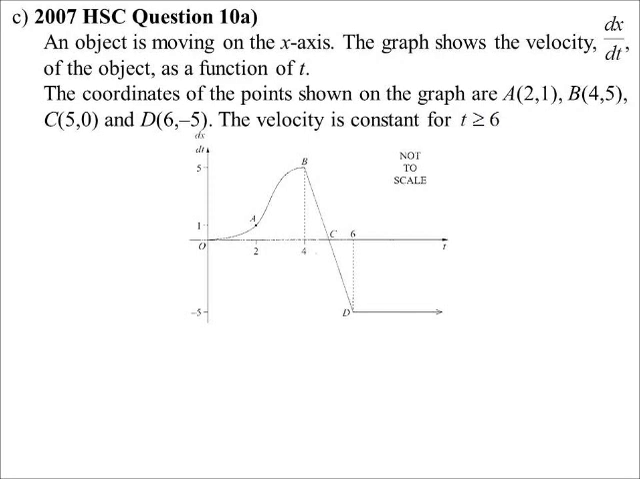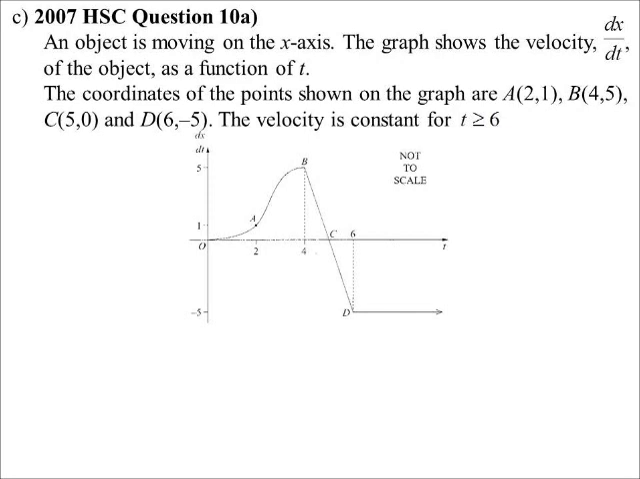2007. Much more fun. Look, it's got curves and all sorts of interesting shapes here. This one is a velocity time graph. And they've highlighted some particular points. There's 5, 0, 6, -5. And after time is 6, it just keeps going at a constant velocity, they're telling us.